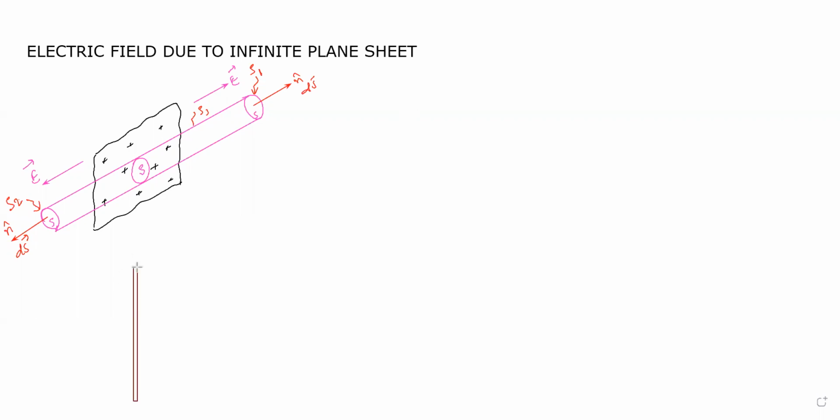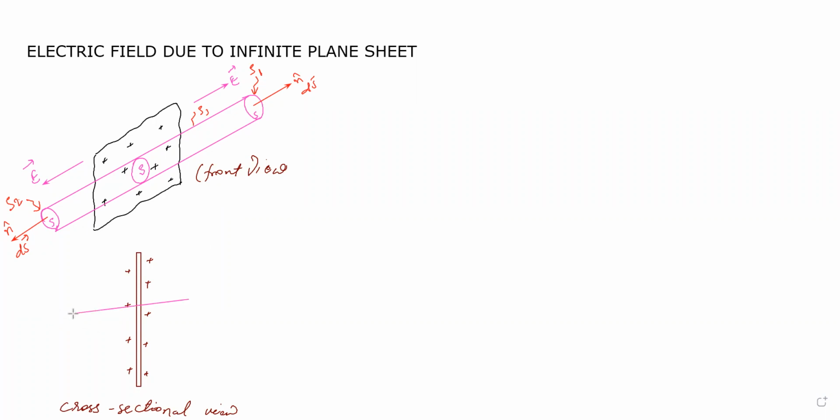Are you clear? Do you understand it or not? Yes, sir. Okay. This is your cross-sectional view and this is your front view. You can write it also here. This is your front view, and this one is your cross-sectional view. And the charges are distributed on this sheet from both sides.